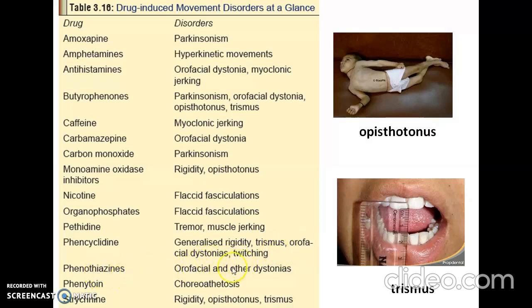Phenothiazine causes orofacial and other dystonias. Phenytoin causes choreoathetosis. Then strychnine causes rigidity. Then even tremors can be observed. Also it causes opisthotonus. This is a condition where it becomes difficult to open the jaws. Tightening of jaws can be observed.